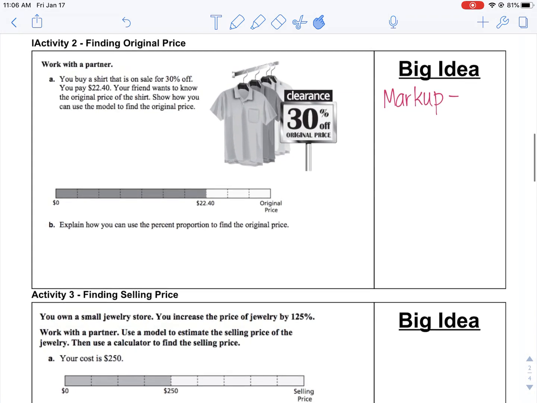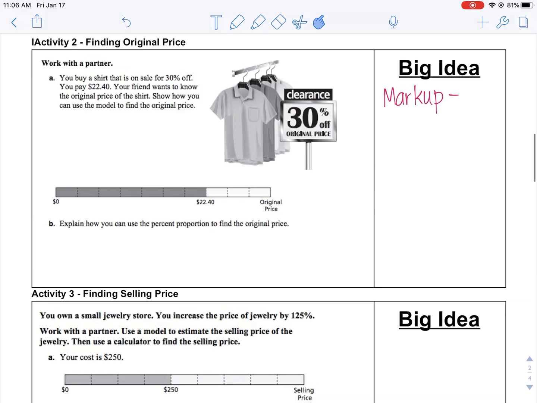All right, so let's move down to activity 2, and we are going to talk about finding an original price. So you buy a shirt that's on sale for 30% off. You pay $22.40. Your friend wants to know the original price of the shirt. How should you use the model to find the original price?